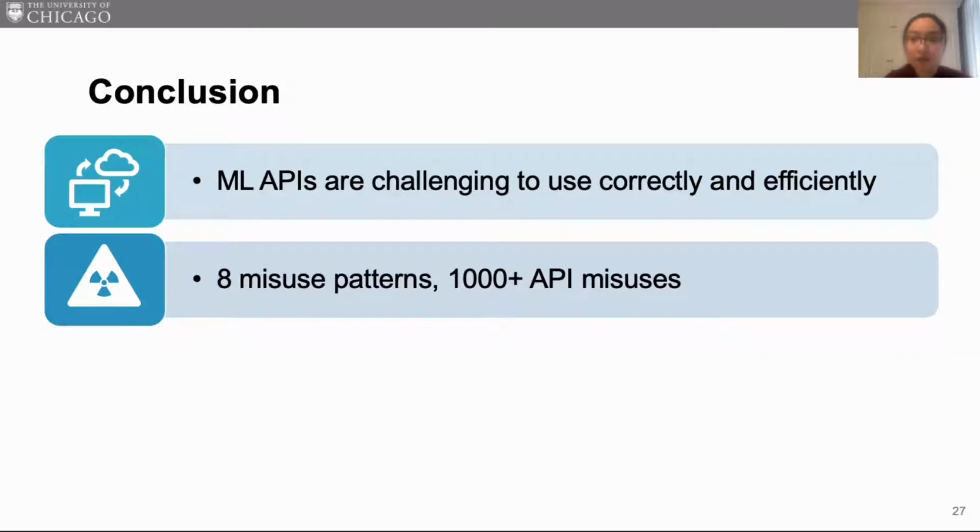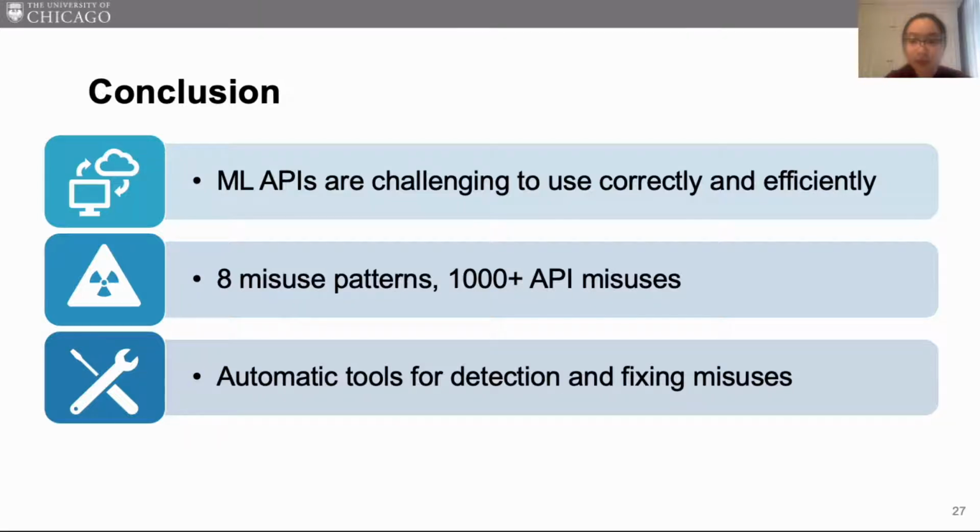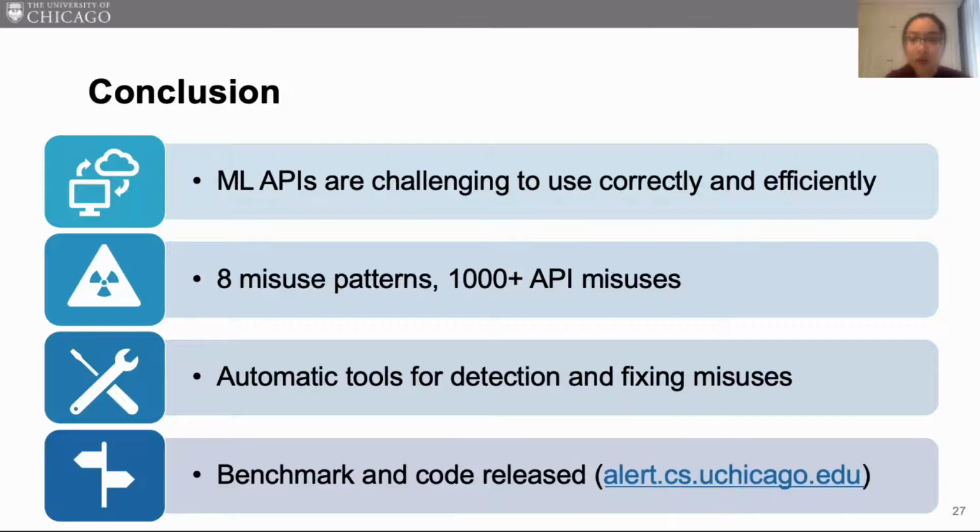In conclusion, we found that the misuse of machine learning APIs widely exists in software. In this work, we build tools to automatically tackle some of these misuse problems, but there are still many unsolved problems. We welcome people to try our benchmarks and tools and join us in tackling misuses of machine learning APIs.